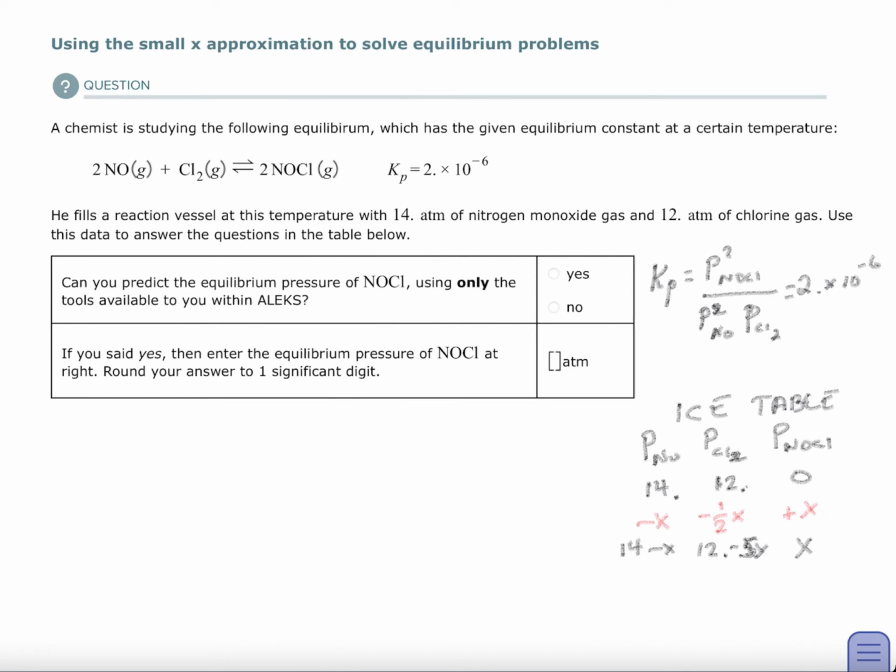So then you're at equilibrium. You've got the pressure of the NO is 14 minus X. The pressure of the Cl2 is 12 minus half X, that should be 0.5 X. And then your PNOCl is X. Okay. So the next step always is to put it back into the expression. So Kp equals, in this case, X squared over 14 minus X squared times 12 minus half X to the first power equals 2 times 10 to the negative 6.